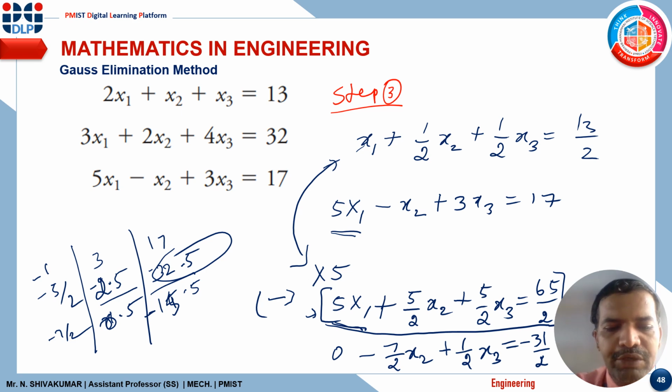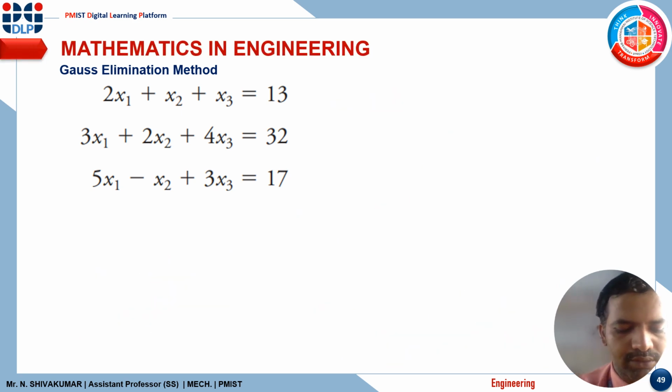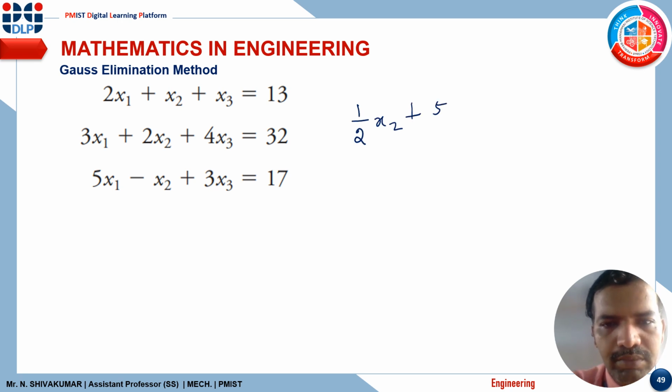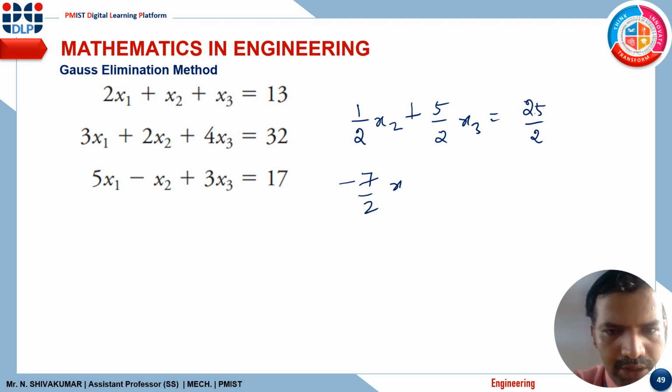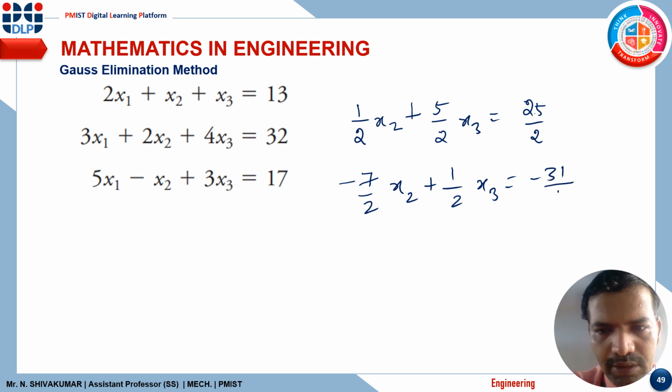So now we have two equations involving two variables. That is the idea. Now I'm going to summarize the results. 1 by 2 x2 plus 5 by 2 x3 equal to 25 by 2. The next equation is minus 7 by 2 x2 plus 1 by 2 x3 equal to minus 31 divided by 2. So this is the end of step 3. Please note it down.